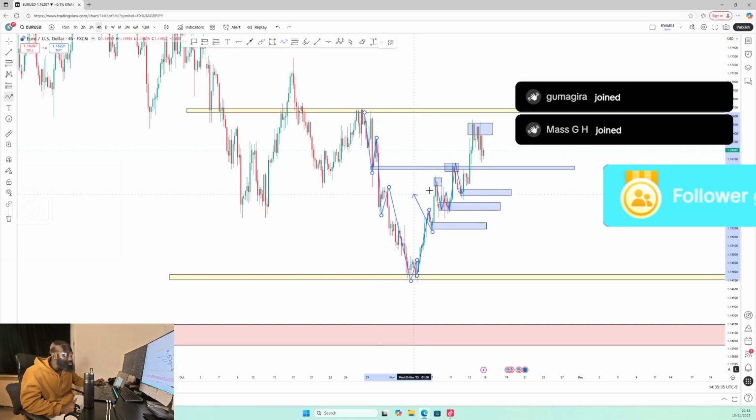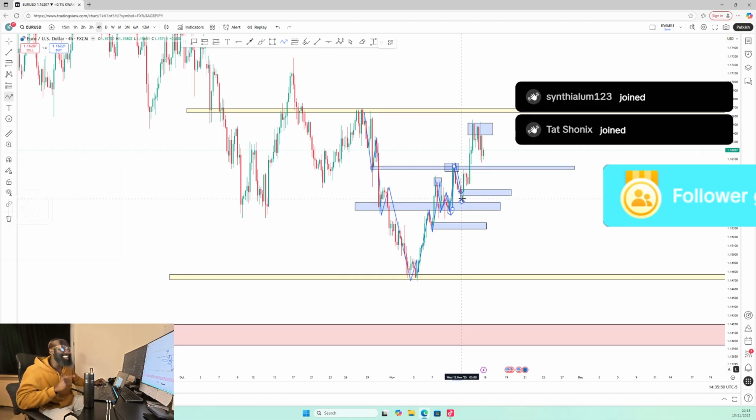Price has respected this support here, also daily support, as what? Double bottom. So if you extend this support here, price has also respected this support. Now, when price pulled back to this support here, as what? Support, price respected it as resistance, drop. Now, price has broken above it.